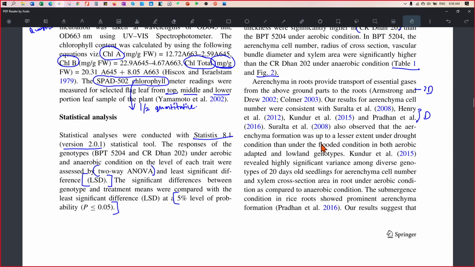Aerenchyma formation was up to a lesser extent on the drought condition than under the flood condition in both aerobic adapted and lowland genotypes. All right. Okay. So this author, Kundur et al. in 2015 revealed highly significant variance among diverse genotype of 20 days old seedling for aerenchyma cell number and xylem cross section. So this is something that you need to take time and also to make some sense about it.